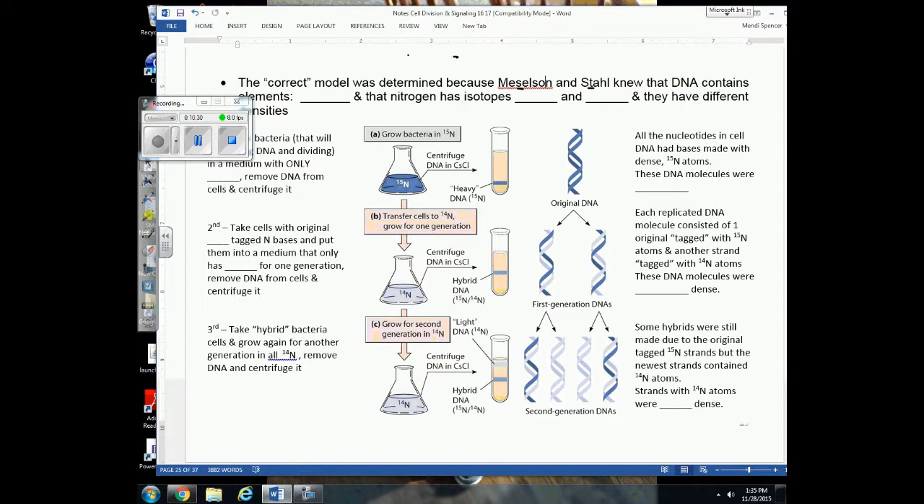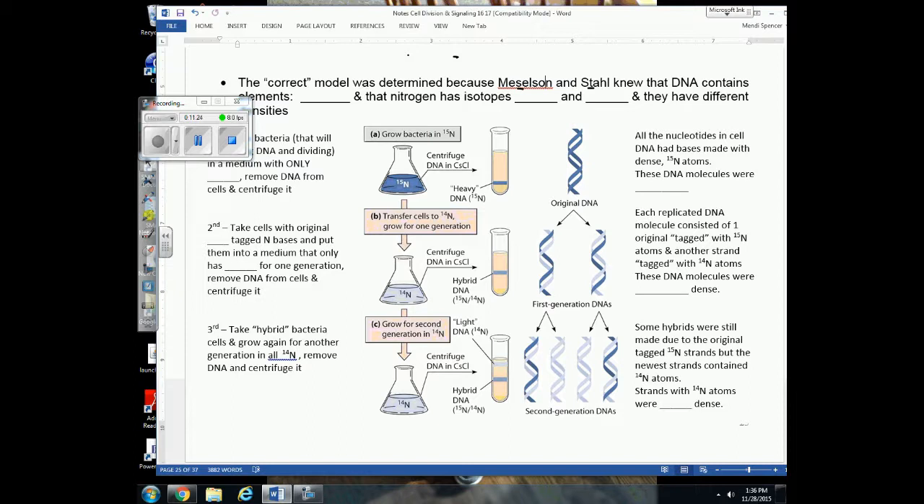AP loves to ask you questions about experiments like this. Now, technically, the Meselson and Stahl experiment is not one that you need to have memorized. In the next unit, there are going to be specific scientists that you need to have memorized. You need to memorize their contributions to the discoveries of DNA. These guys weren't listed as one of them. But still, they can give you this information, and you have to be able to come up with conclusions based on the data from the research.